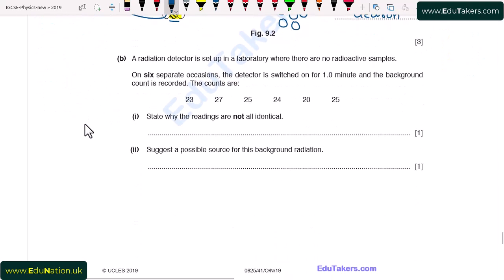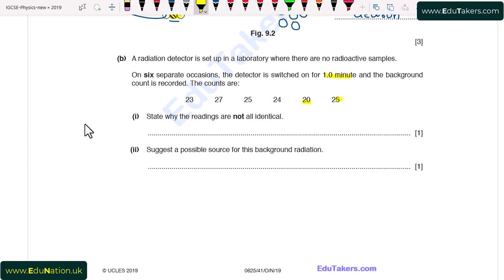Part B. A radiation detector is set up in a laboratory where there are no radioactive samples. On 6 separate occasions, the detector is switched on for 1.0 minute and the background count is recorded. The count rates are 23, 27, 25, 24, 20 and 25.